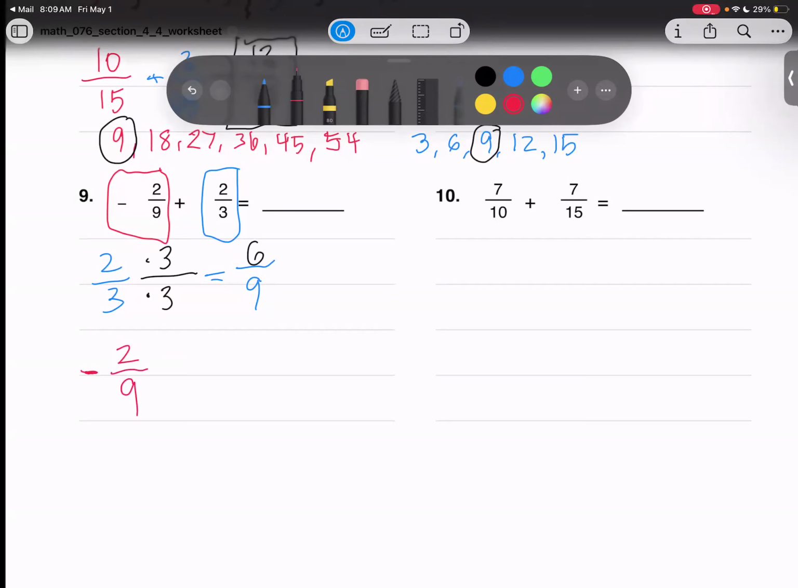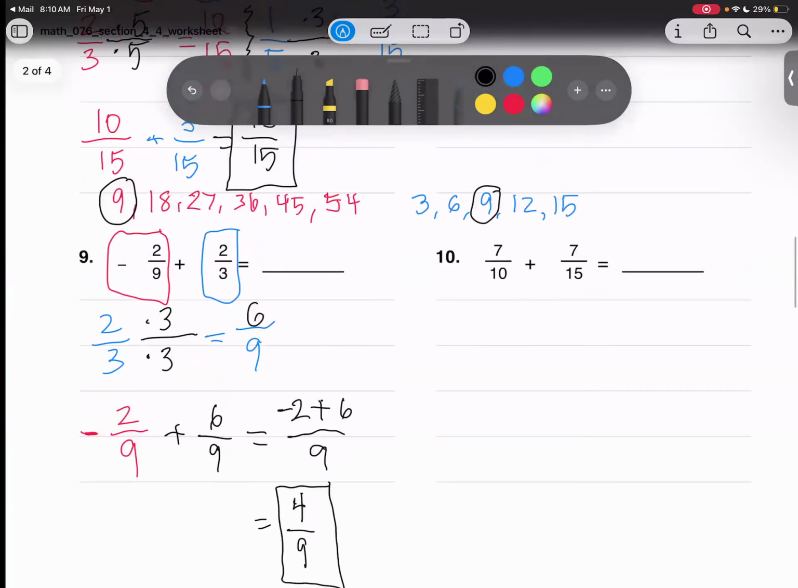Negative 2/9 plus 6/9. And I'm going to add these up, okay? When I have the negative sign out front, we leave the denominator the same. The denominator doesn't change anything. The negative is really associated with the numerator when we do the actions. So I've got negative 2 plus 6. Negative 2 plus 6 is 4/9. And can I reduce this at all? Let me think. 4/9. Nope, they don't have any common factors, so we are fully reduced.